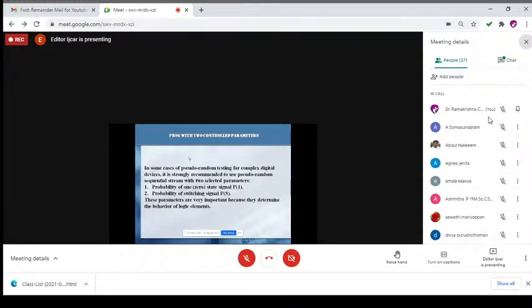So the random testing, depending on the testing, will help us to increase the efficiency of testing. The first control parameter is the probability of switching between 0 and 1. The second control parameter is the probability of 1 and 0, to increase or reduce the probability of having 1 or 0. These two parameters are very critical and important because they determine the behavior of logic elements.